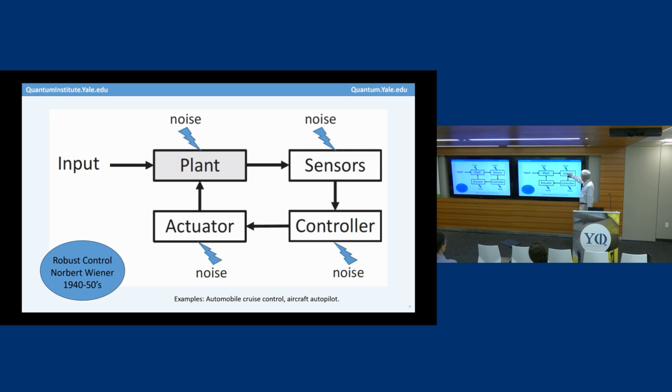But possibly my speedometer has errors when it measures the speed, my controller might make a mistake when it's trying to figure out how to respond. The actuator that moves the gas pedal might have some kind of error in it. And so how do you build a robust cruise control or an aircraft autopilot or nowadays a self-driving car, right? You don't want anything to go wrong there, right?